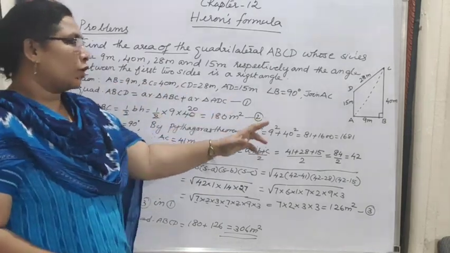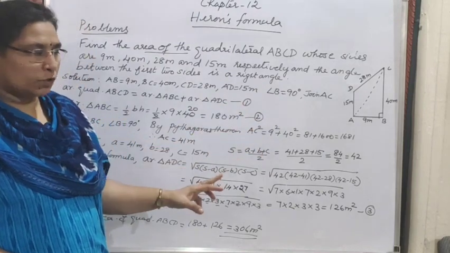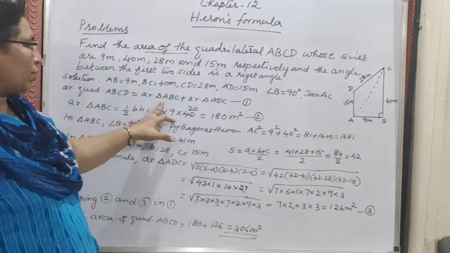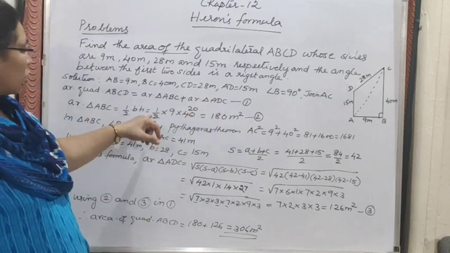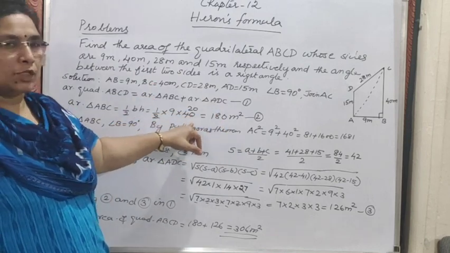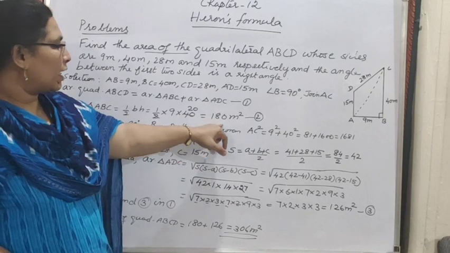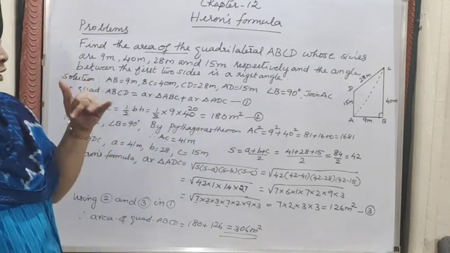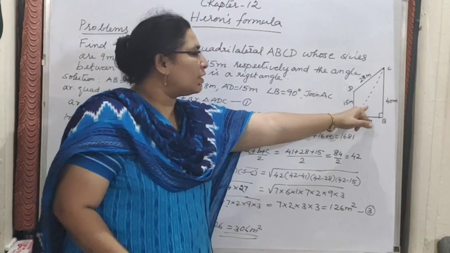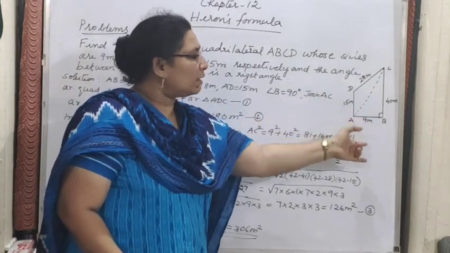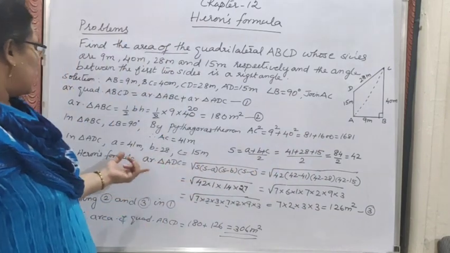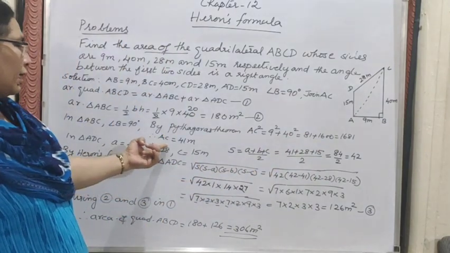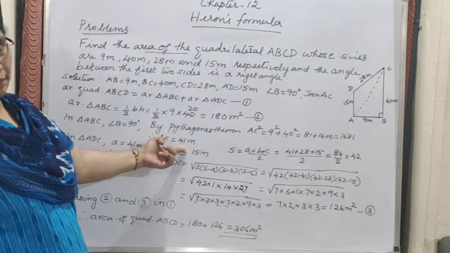Now we have joined the diagonal, so it is divided into two triangles. Which are the two triangles? ABC as well as ADC. ABC there is no problem because we use the normal formula, half base into height. So we are getting 180 meter square. When we go for ADC, we don't have the third side. For getting the third side, we have to use Pythagoras theorem. So by using Pythagoras theorem, we get AC equal to 41 meter.